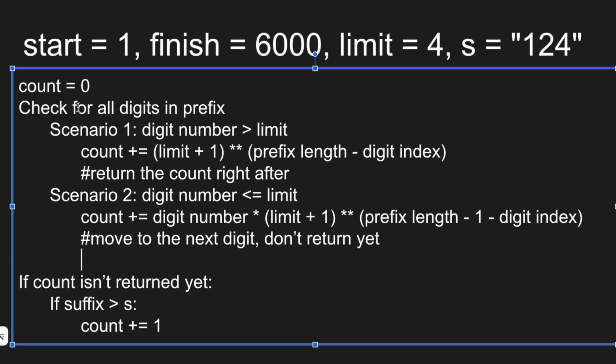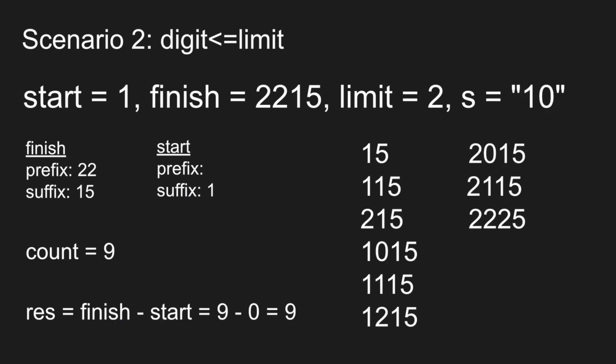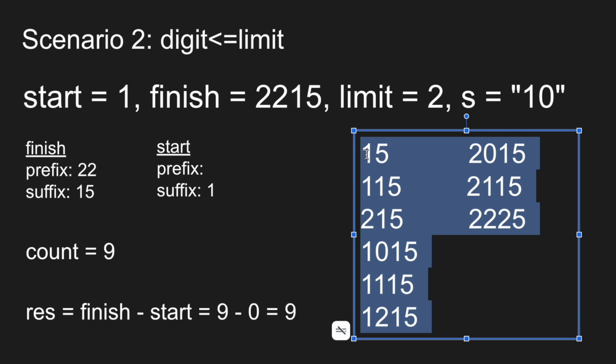And finally, we have looped through prefix and count is still not returned. So we need to check this condition, if the suffix is greater than the string. And yes, the suffix is greater than 10. So we will add 1 to count. So for finish, we have 9. And for start, we have 0. 9 minus 0 is 9. So we'll return 9 as our result. And as you can see, there are 9 combinations that we can make.